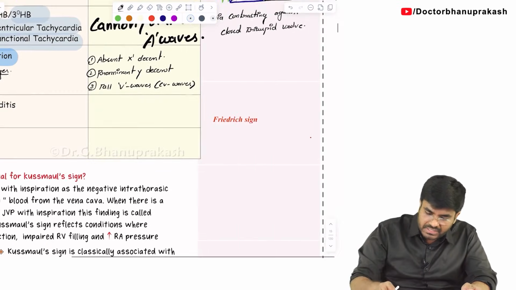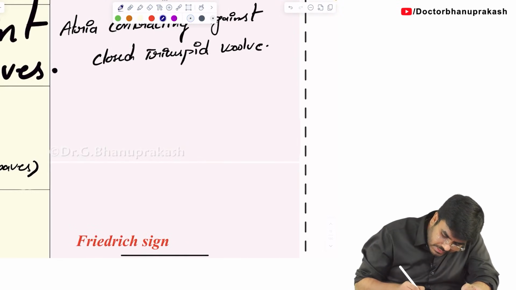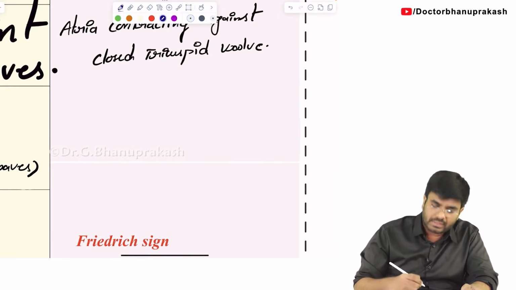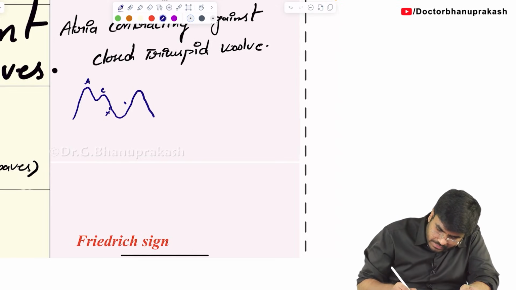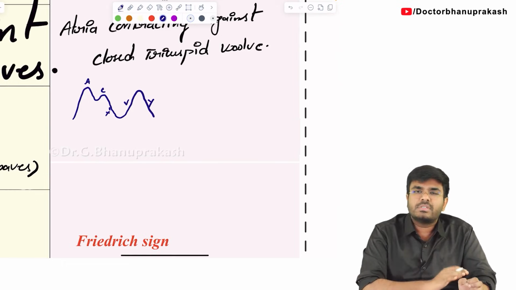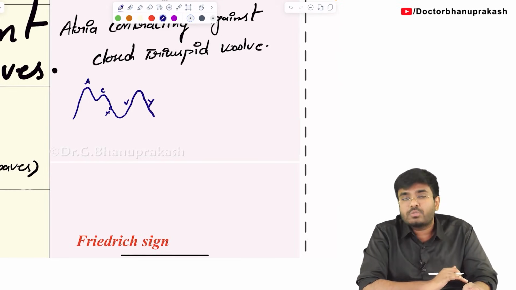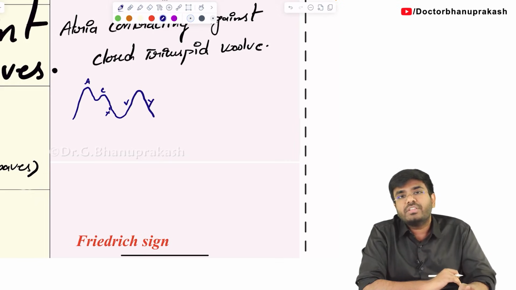Now, for your better understanding, let me show you. This is how a normal JVP pattern looks: A wave, C wave, X descent, V wave, and Y descent. This is normal. Now, what happens to this JVP in a patient with tricuspid regurgitation?